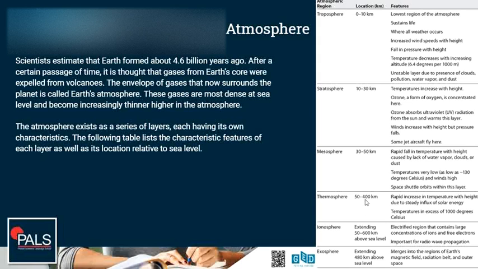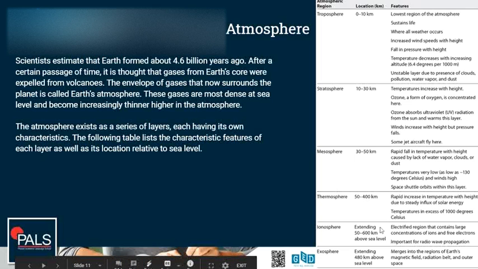The ionosphere is an electrified region that contains large concentrations of ions and free electrons, and the exosphere, the last layer, which merges the Earth's atmosphere and outer space.